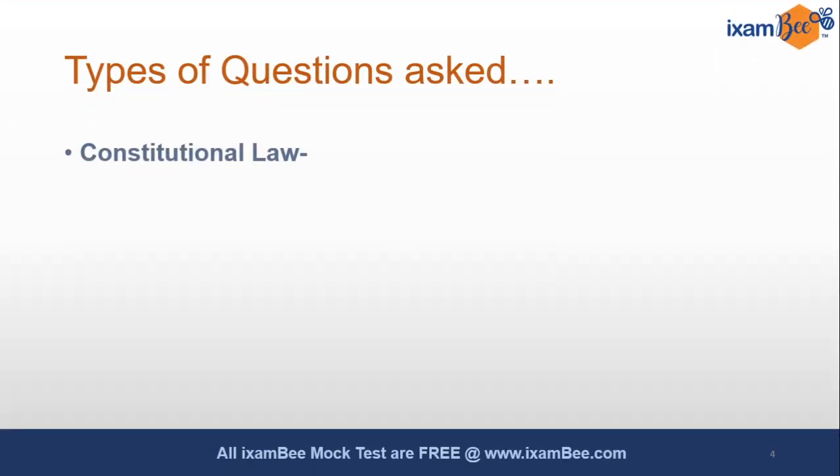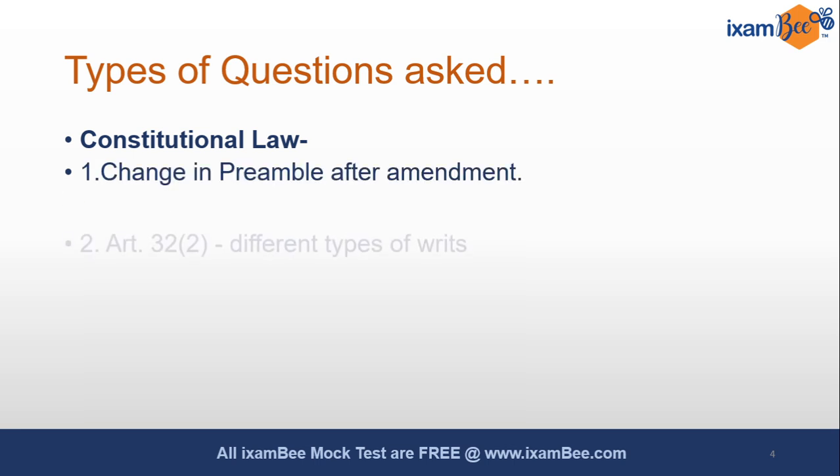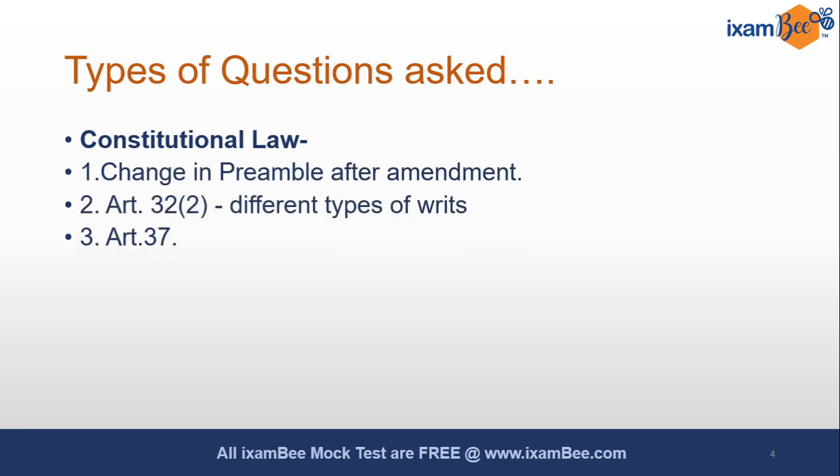Now let us have a look at the types of questions that were asked. From constitutional law, we had around 3 questions, and all these 3 questions are from very important celebrated topics. Preamble, very important topic, asked in Phase 1 as well. After the 42nd amendment, what were the changes in the preamble? Types of writs, very common question. Article 37 deals with justiciability of directive principles of state policy. A direct article based question was asked.